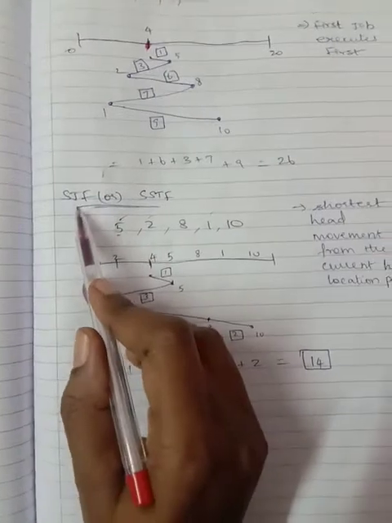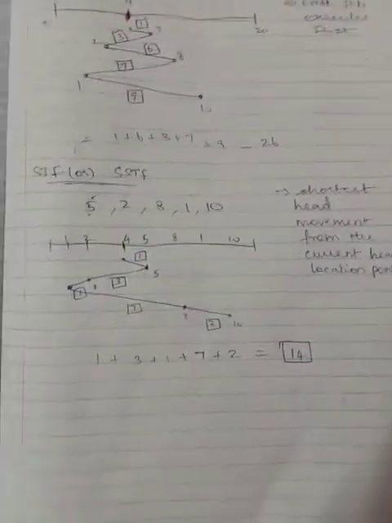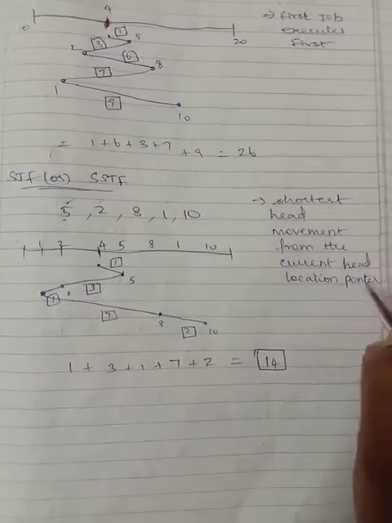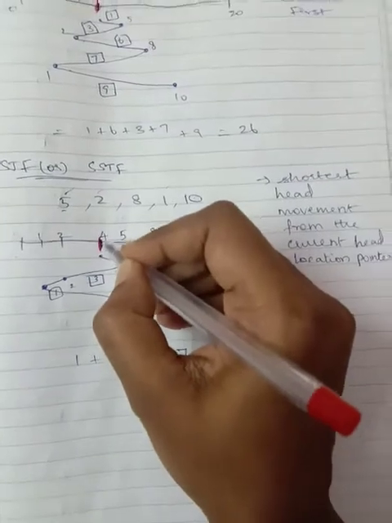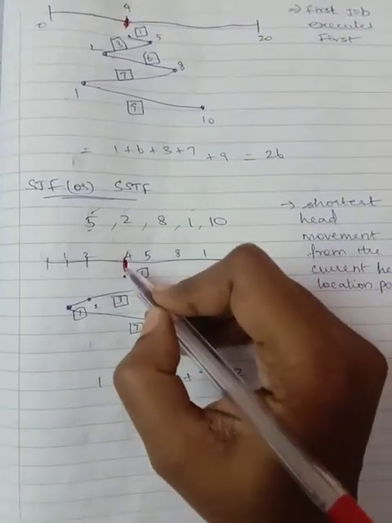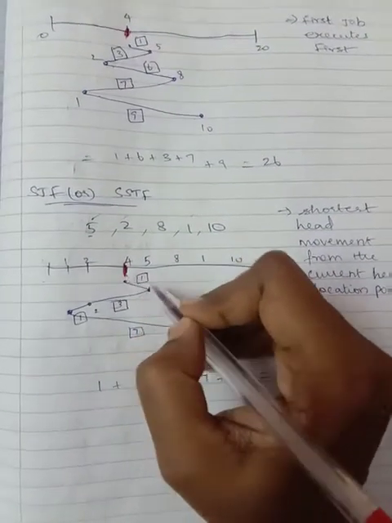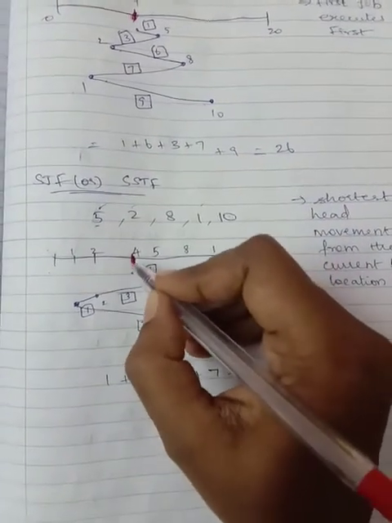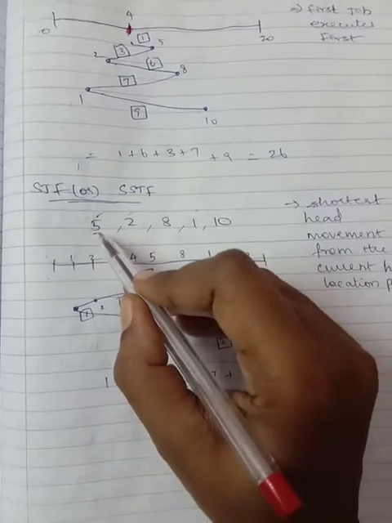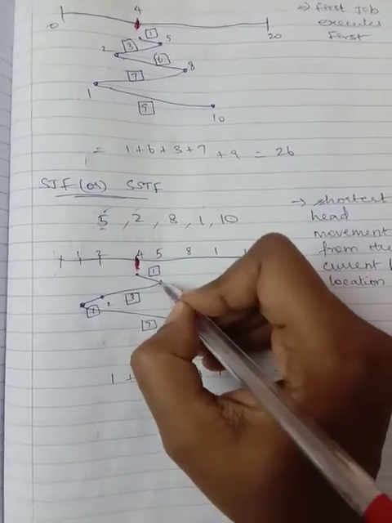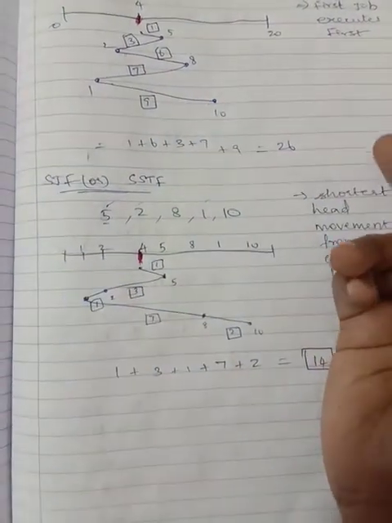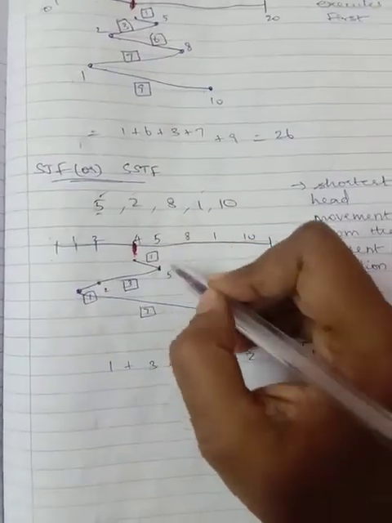The next one is SJF or SSTF, shortest seek time first. It picks the shortest head movement from the current head location pointer. Initially the head location pointer is at 4. From pointer 4, I have to identify which is the nearest request. If I service 5, it is only 1. If I service 2, it will be 2 head movements. So I have to choose 5.